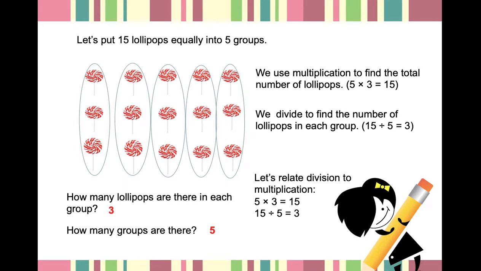Now, whenever you are writing the division fact related to multiplication, I want you to write these 2 types of equations. One is with multiplication, the other is with division. Like 5 groups with 3 lollipops in each group, that is 5 times 3 is 15, and when we divide 15 lollipops into 5 groups, we get 3 lollipops in each.